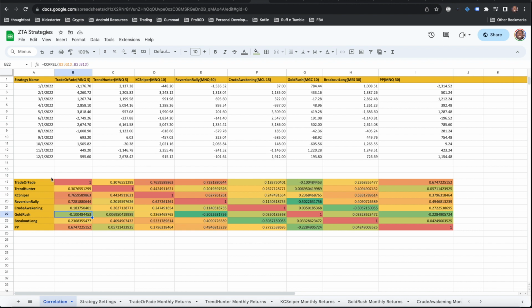If you wanted to see how related Trader Fade and KC Sniper's returns are, you can see that it's 0.765. So this is a higher correlation, right? So that means that if you have KC Sniper and Trader Fade in the same account, and you have them running and trading at the same time, they could make money as a team, but they could also go into drawdown at the same time as well. And so it's generally not recommended to trade two, three, four plus highly correlated algos in the same portfolio, right?